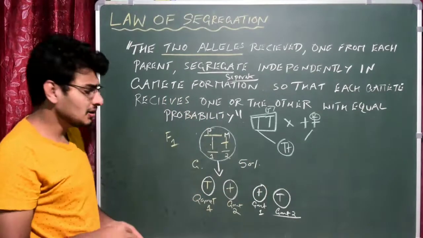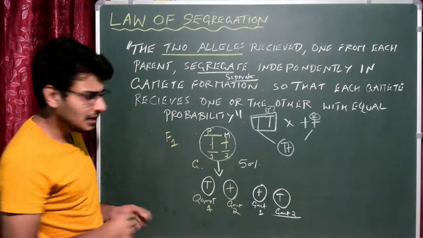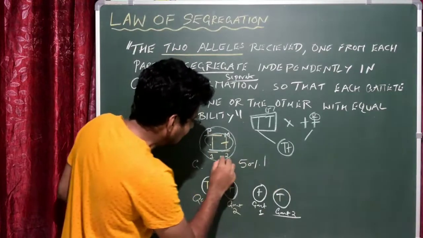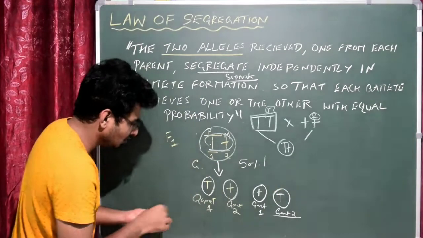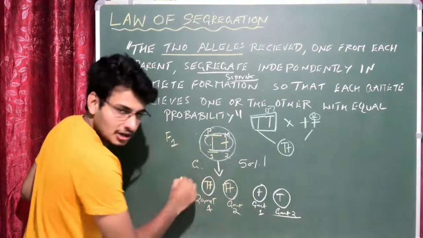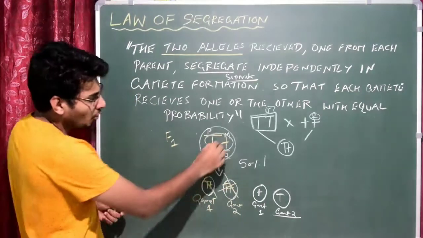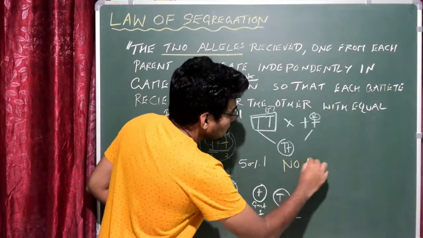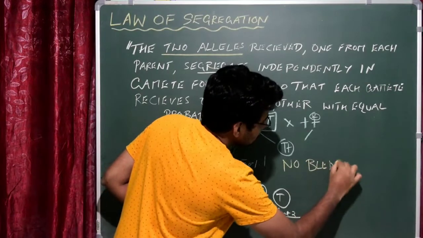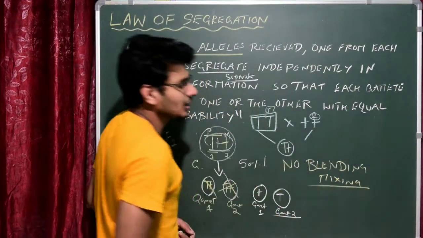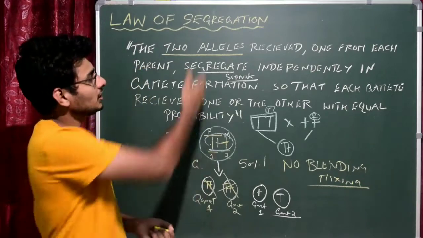One thing to remember is that during the formation of the gamete, there is no mixing up of the alleles. You will not see any gametes with that kind of allele combination. So there is no mixing. They separate during gamete formation. So we say that there is no blending. Please remember this word. There is no blending, in the sense that there is no mixing up of the alleles during gamete formation. They split out. That's what the law says.